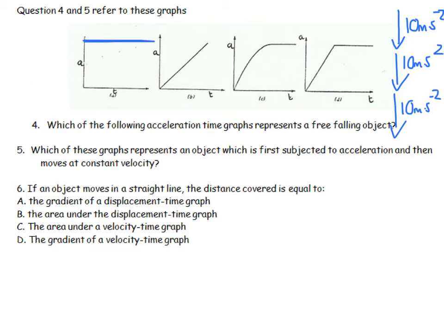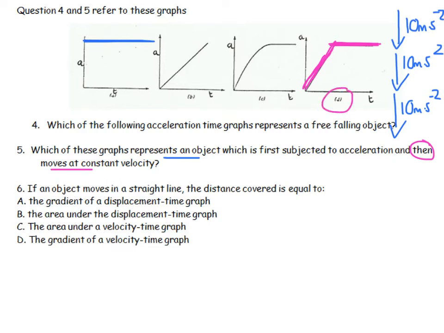Which of these graphs represents an object which is first subjected to an acceleration and then moves at constant velocity? So first there's some acceleration, and then it's a sudden thing. It's not gradually becoming constant, it's sudden. So we've got some acceleration, increasing acceleration. It's first subjected to a positive acceleration, not that you had any choices of negative accelerations. And then suddenly we've got constant velocity, no acceleration, or the acceleration remains completely constant. So D is going to be your correct answer.